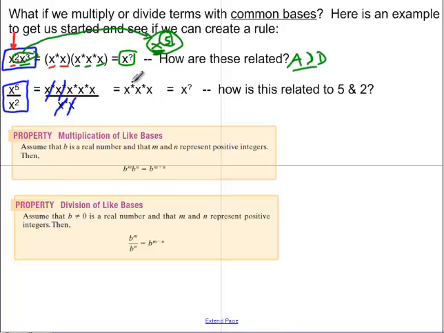And how do we rewrite that? Well, x times x times x is simply a base multiplied by itself 3 times, so our exponent is 3. The answer is x cubed. How is that third power related to the 5 and 2? 5 minus 2 gives us 3.